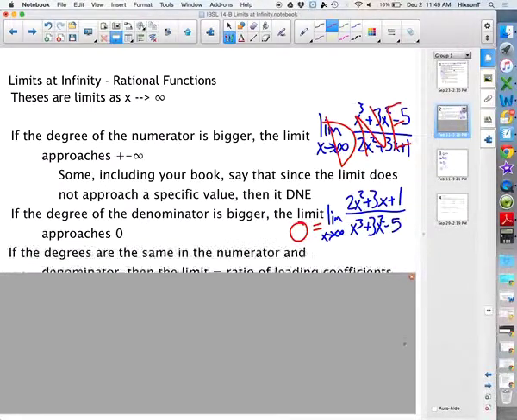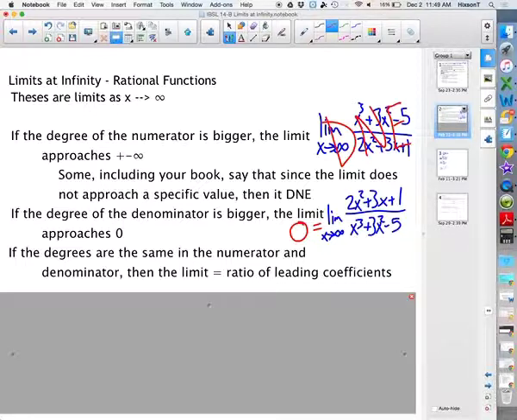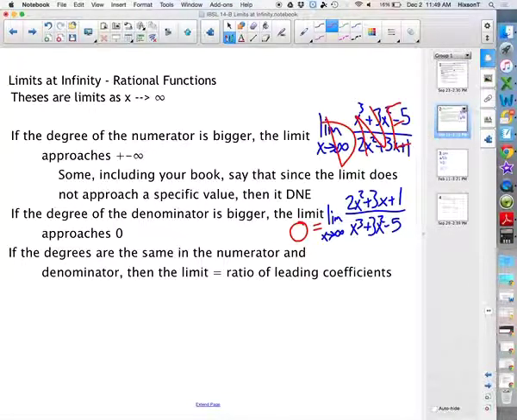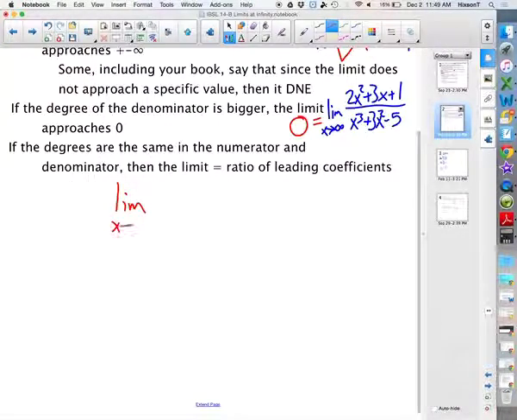Then we have ones where the degrees are the same in the numerator and the denominator. The limit is going to equal the ratio of the leading coefficients. So in this case, we had something like the limit as x approaches infinity or negative infinity, it doesn't matter, of 3x squared plus 5x over, let's say, 1x squared minus 6x plus 20 or whatever.